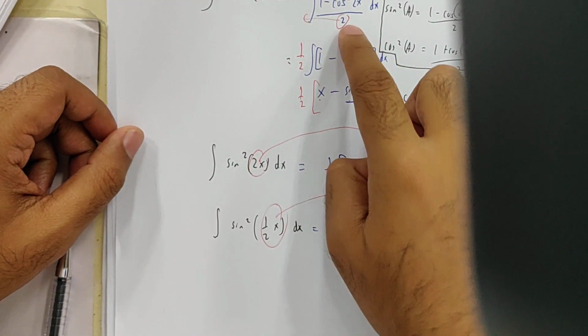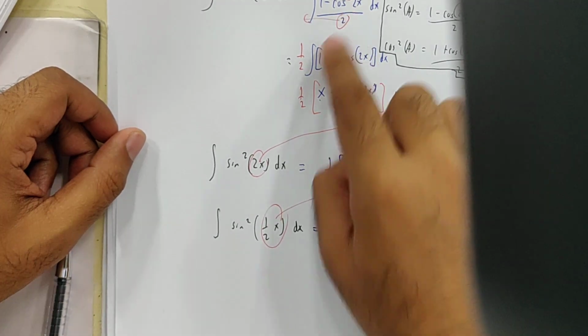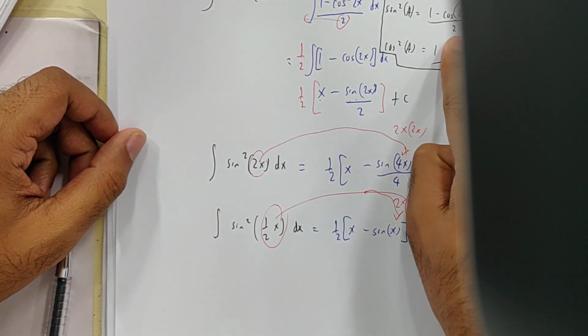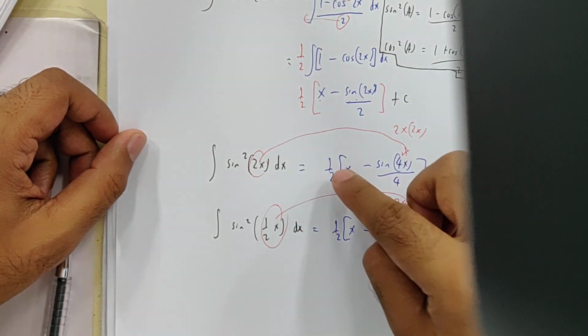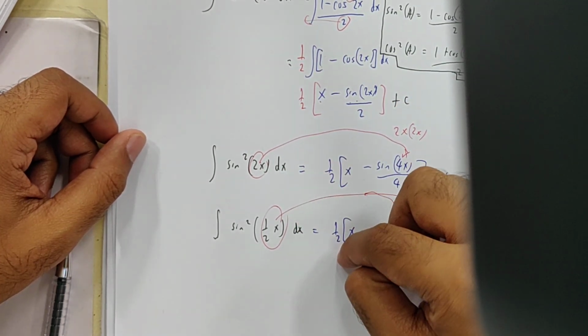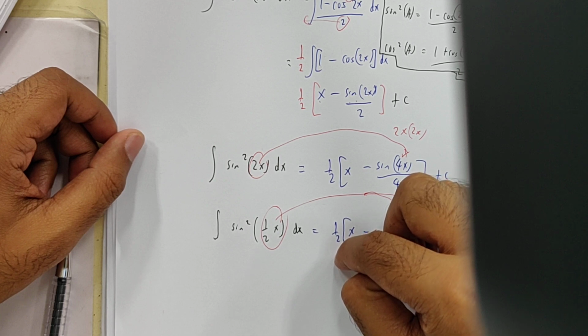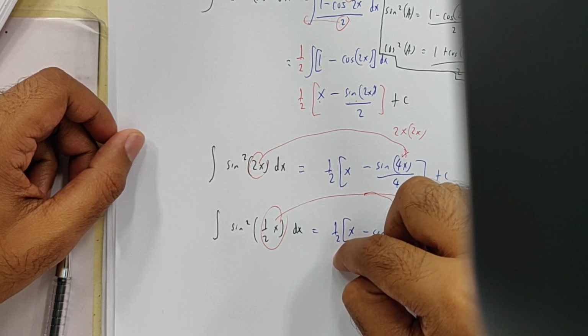Okay, some of them asking, why is this one 2? Because when I apply the double angle formula, I got over 2, am I right? Yeah. And what do I do with this 2? I take it out. So it's the same concept for this half. Are you okay? Okay there?